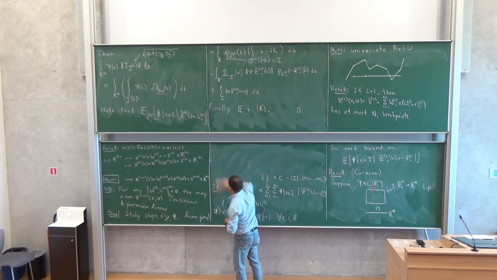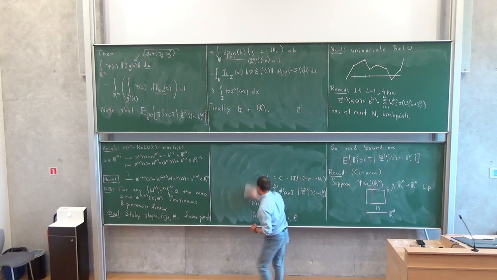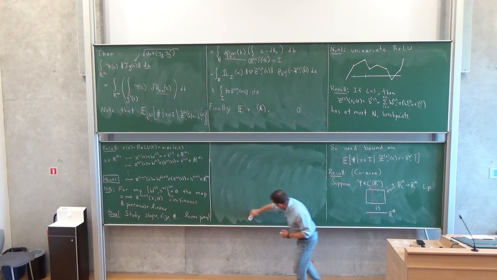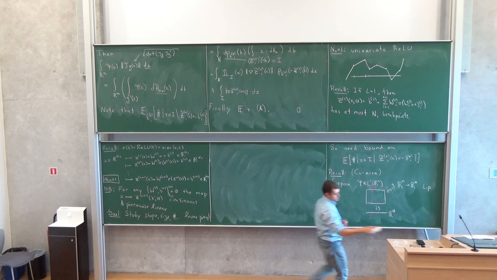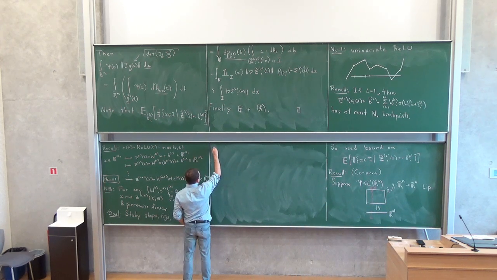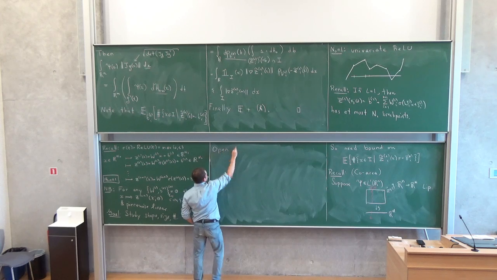Okay, so much for this proof. Pretty easy. It's like a Kac-Rice formula for a random level, which is even easier than the usual thing. So let me make some remarks and some open problems.